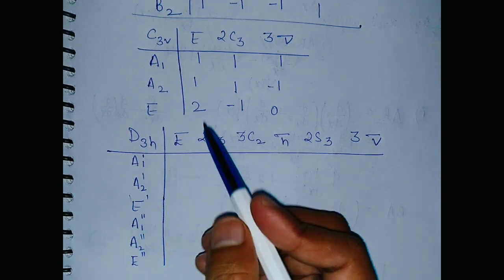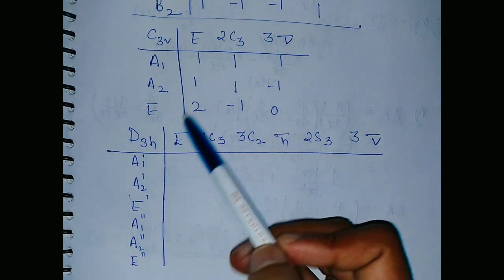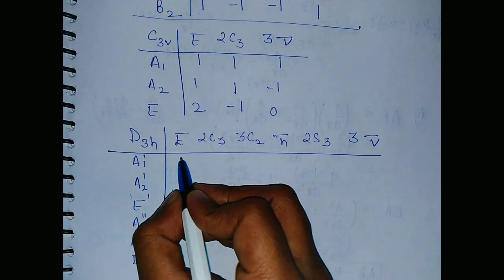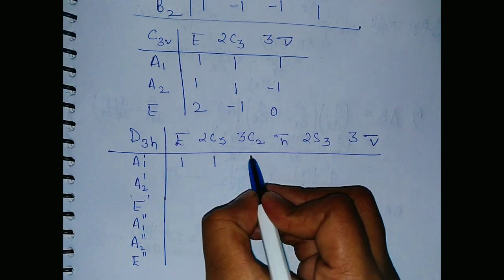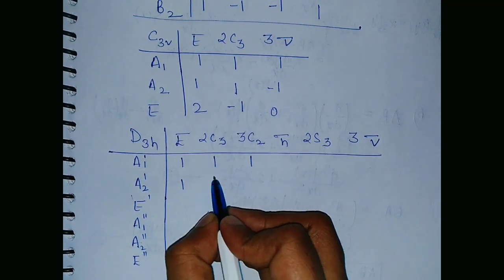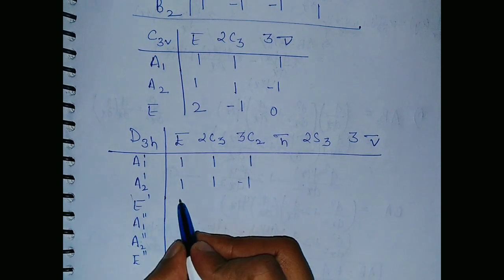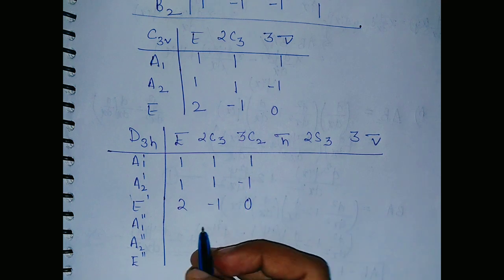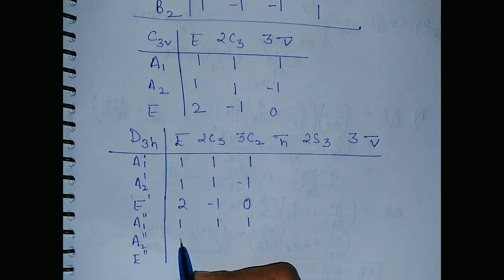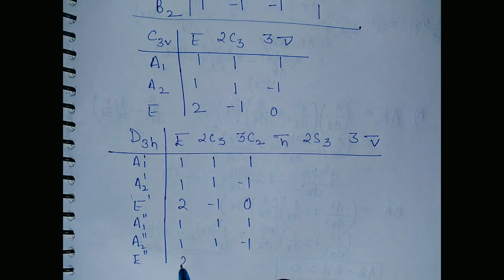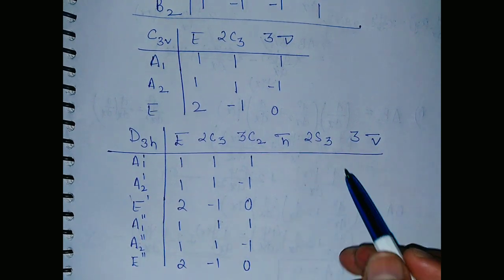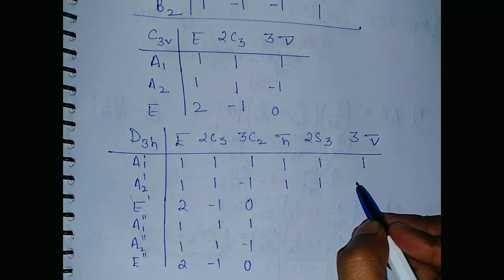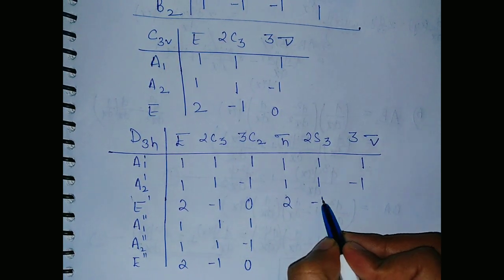So you have to repeat from this ammonia point group, the C3v point group. How to write the characters? Just write these values. This is 1, 1, 1, then 1, 1, minus 1, then 2, minus 1, 0, and 2, minus 1, 0. Again repeat these values as they are. This is 1, 1, 1, then 1, 1, minus 1, then 2, minus 1, 0, 2, minus 1, 0. And for here again repeat this unit: 1, 1, 1, then 1, 1, minus 1, then 2, minus 1, 0, 2, minus 1, 0.